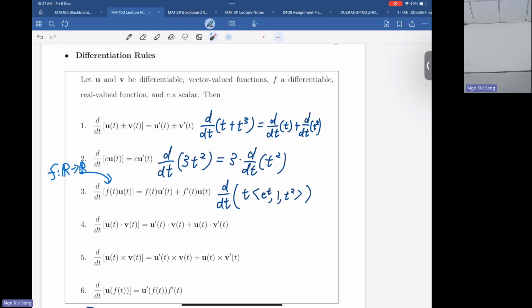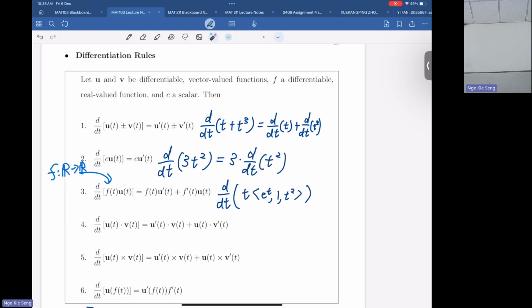But in number 3, what happened here? What if you consider a product of a scalar function f(t) with u(t)? What's the difference between f(t) and u(t) here? For f(t), the codomain is just a scalar. So do you have product rules or not? We still have product rules here.